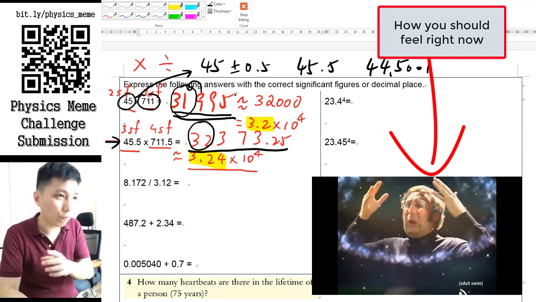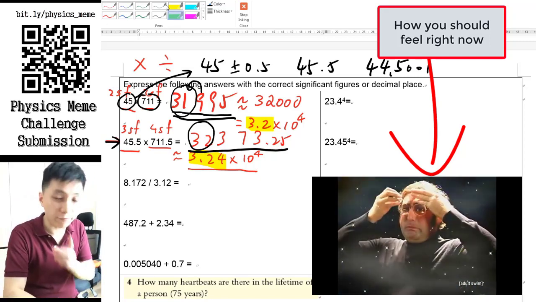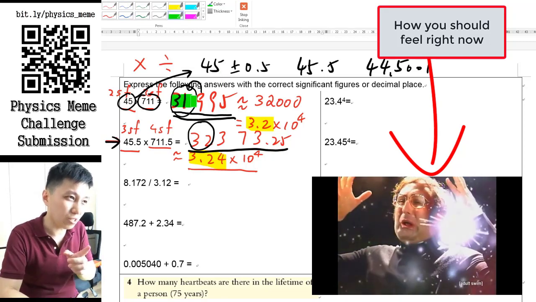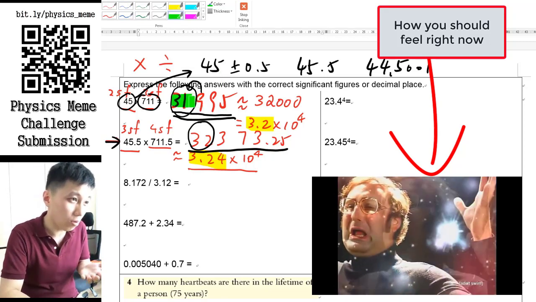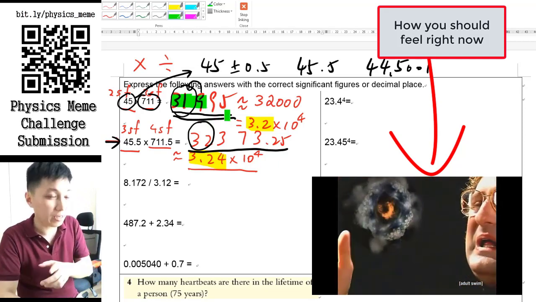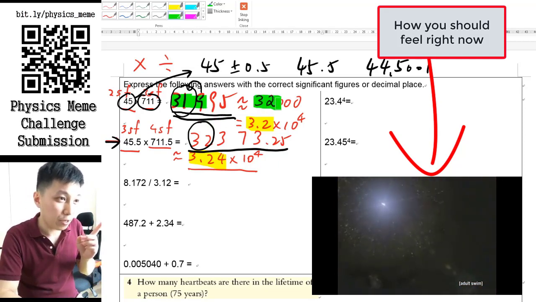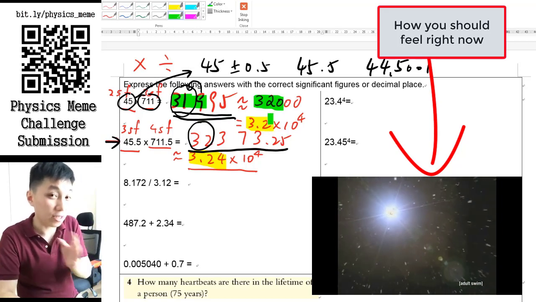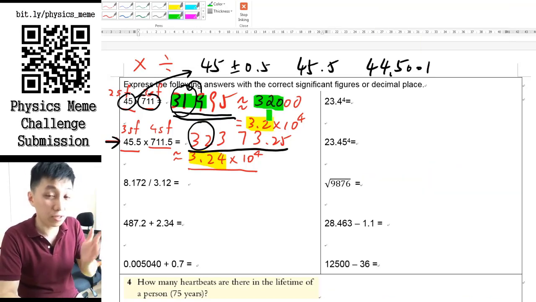Think about this: if you don't follow this rule, and you just want to somehow take one more, then what you have is still 32, you may say, but then it actually becomes 320, right? Because you are taking one more digit. So 320, that is one more digit, one more sig fig.